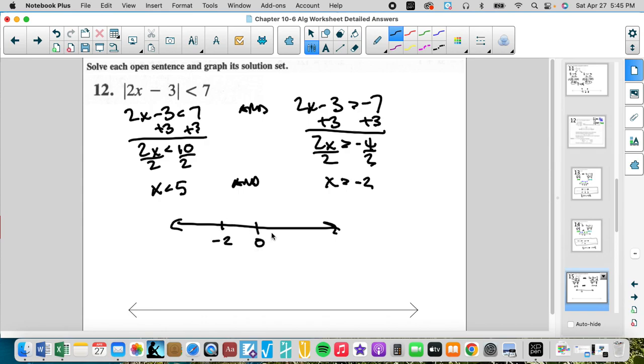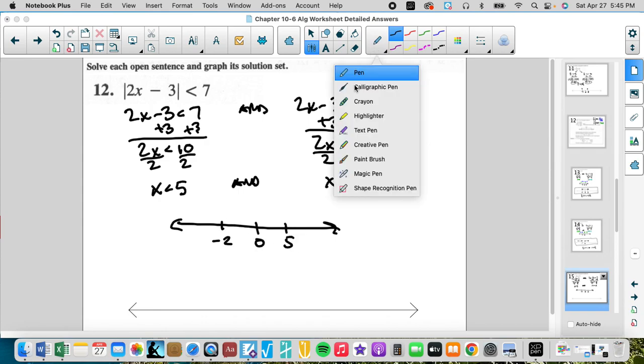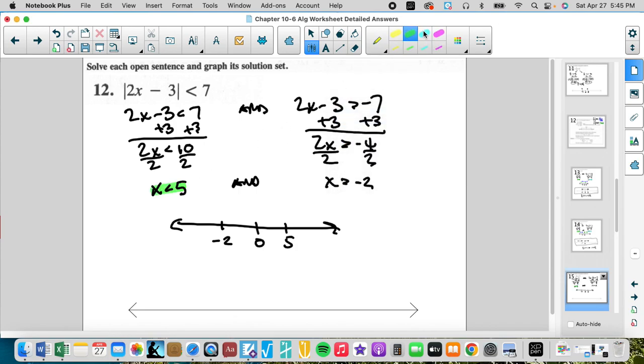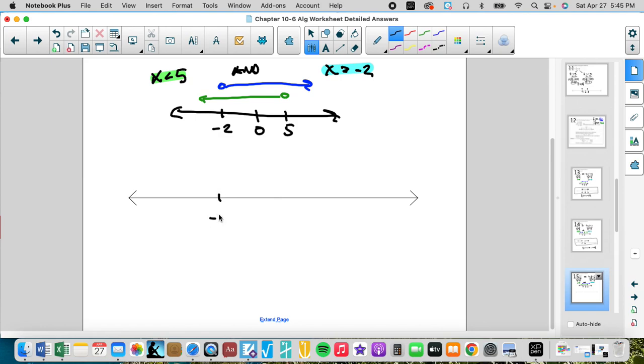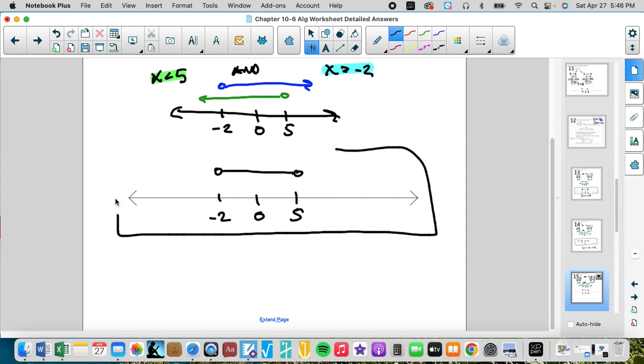My sketch, negative 2, 0, 5, green, blue, green. X is less than 5, open circle. X is greater than negative 2. That's good. So we get this as our final answer. It's an intersection because it's and. So my final answer would be this.